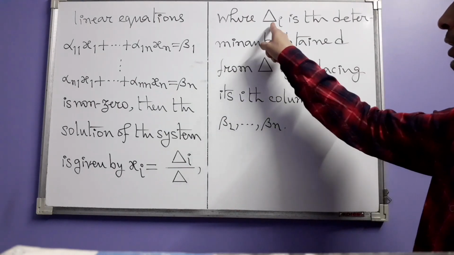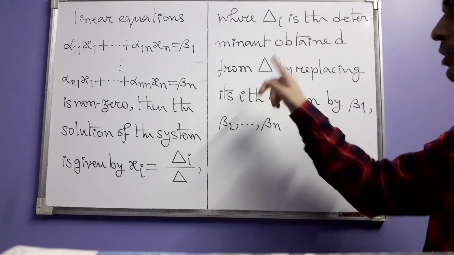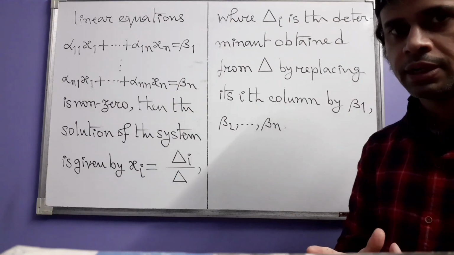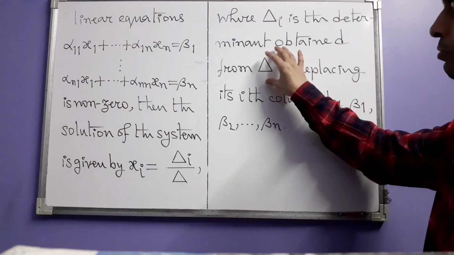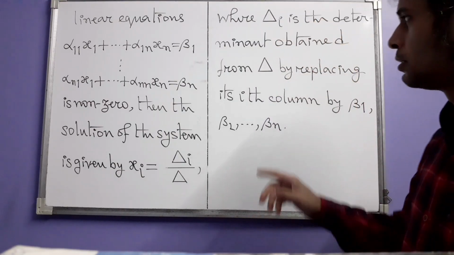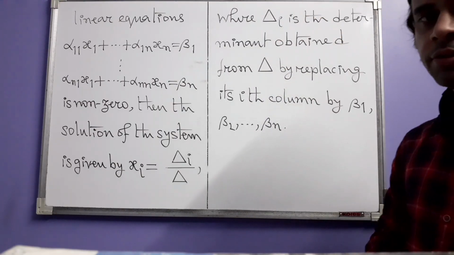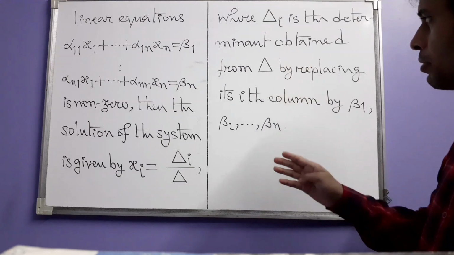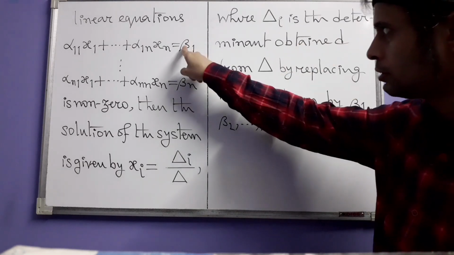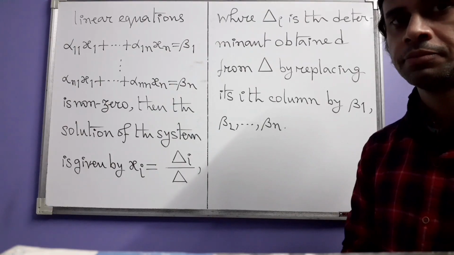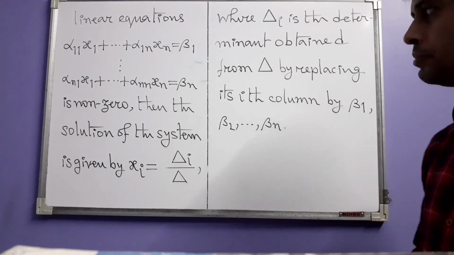What is delta i? Let me write that. Where delta i is the determinant obtained from delta. Delta itself is a determinant. What determinant it is, that we will see afterwards. But whatever determinant delta is, that itself will give you delta i if you replace the ith column of this determinant with these betas. That is delta i.